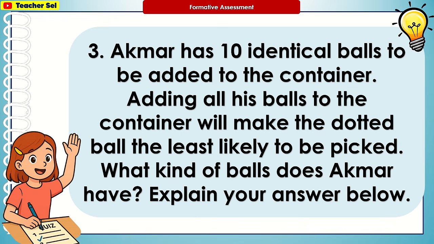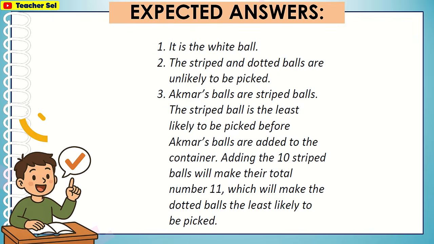Asmar has 10 identical balls to be added to the container. Adding all his balls to the container will make the dotted ball the least likely to be picked. What kind of balls does Asmar have? Explain your answer. Here are the expected answers.